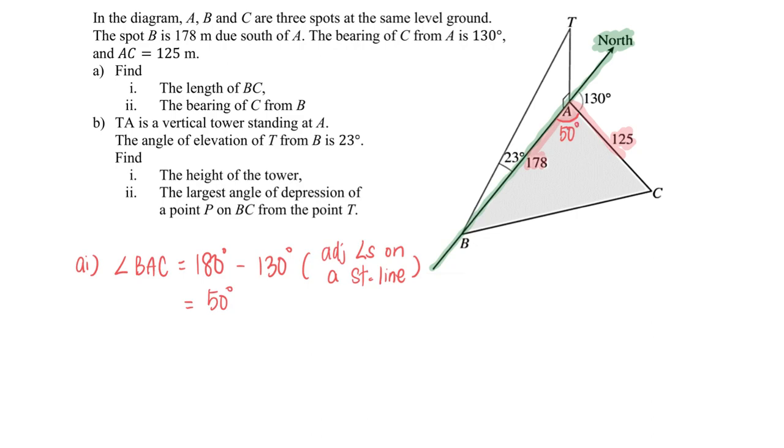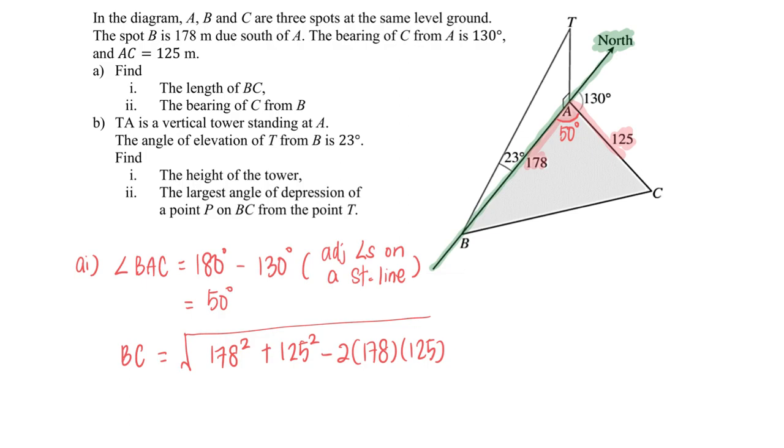And so I'm going to apply the cosine rule where BC is the square root of 178 squared plus 125 squared minus 2 times 178 times 125 times the cosine of 50 degrees. And this will give me 136.766 to about 6 significant figures, followed by the 3 significant figure answer, 137 meters.